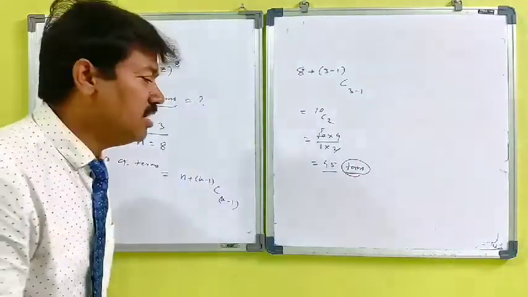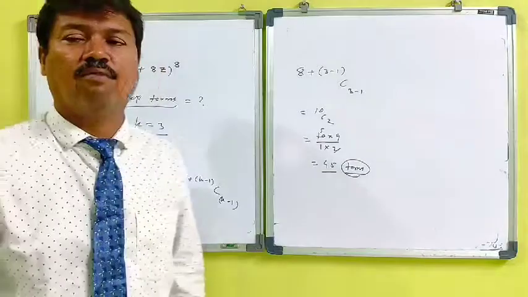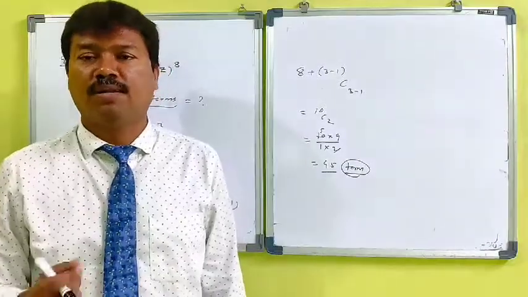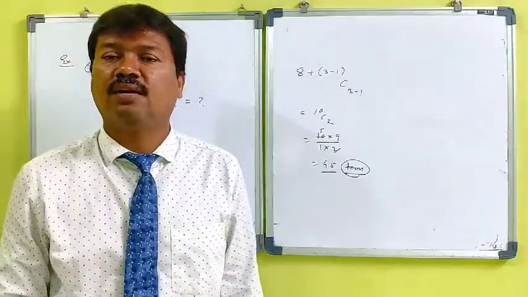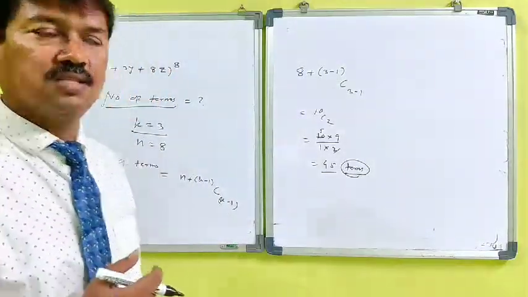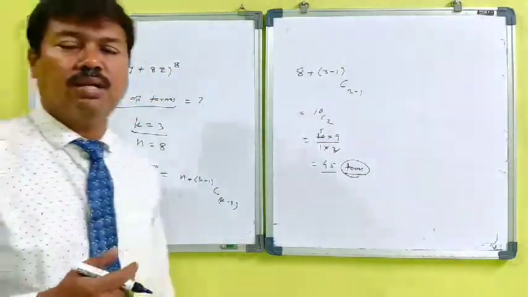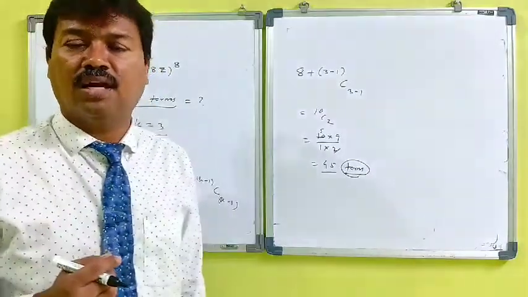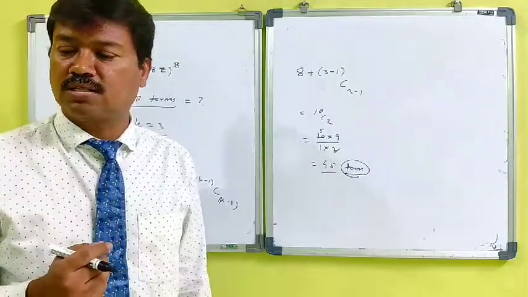If they ask you to find the middle term, we have to use the same one. That is 45 plus 1 upon 2, so the 23rd term will be the middle term. That is very, very easy. In our JW booklet, there is a similar question, question number 10, so we will discuss that question.